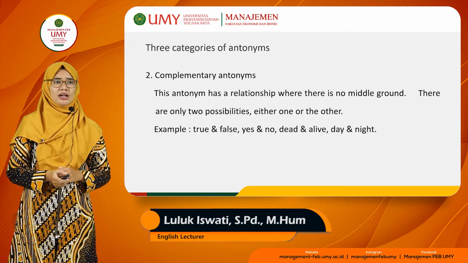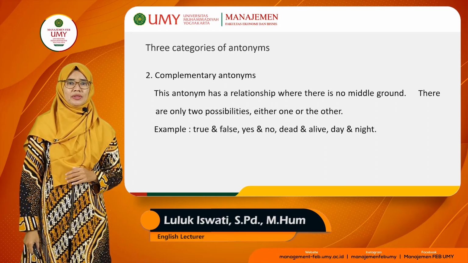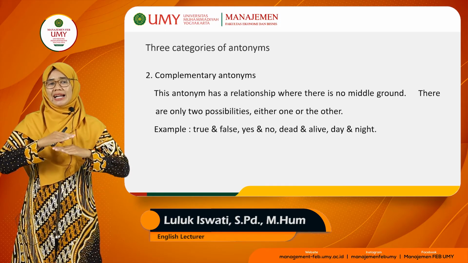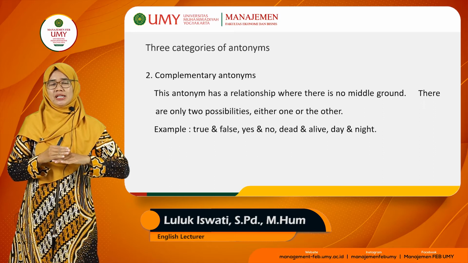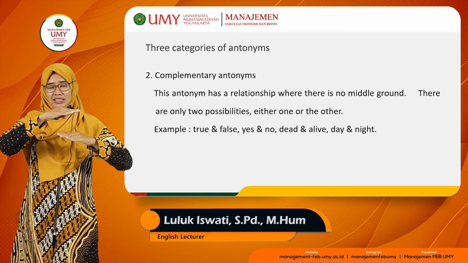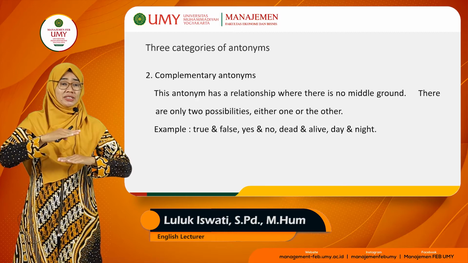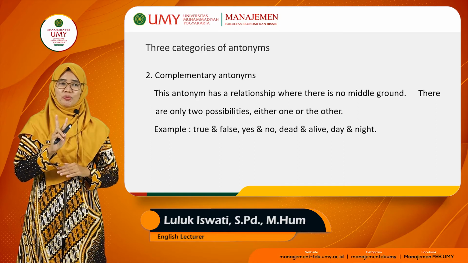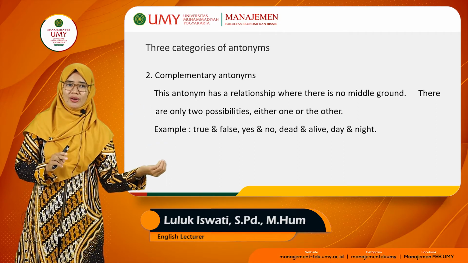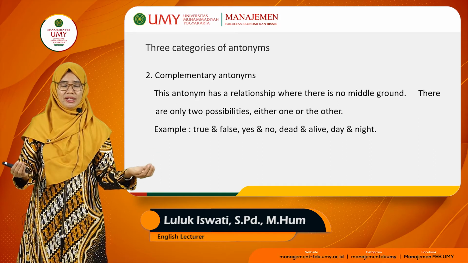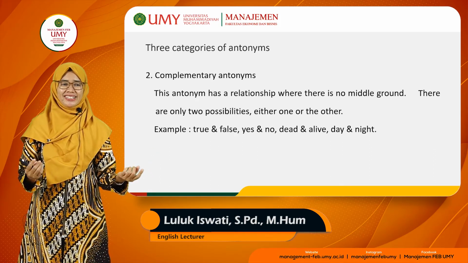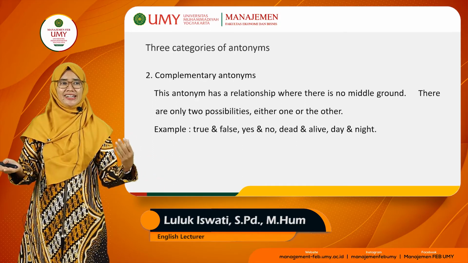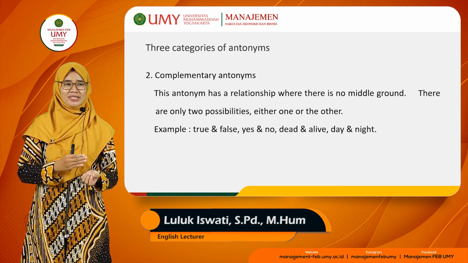The second category is complementary antonyms. Complementary antonyms have a relationship where there is no middle ground. So it is different from graded antonyms. In graded antonyms there is a middle ground, but in complementary antonyms there is no middle ground. There are only two possibilities, either one or the other. For example, true and false, yes and no, dead and alive, day and night. So those are the examples of complementary antonyms.